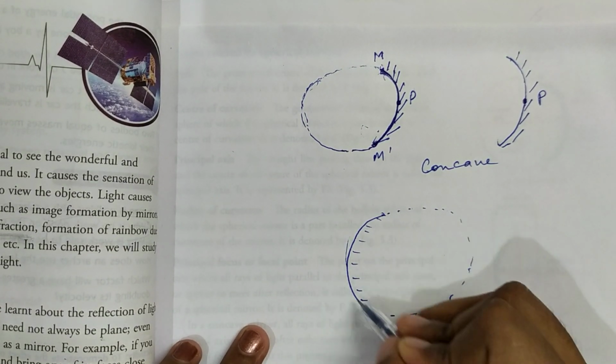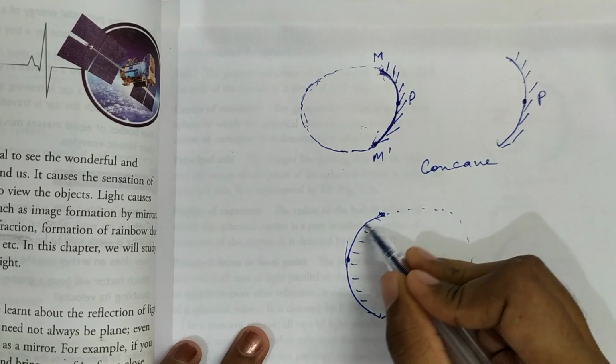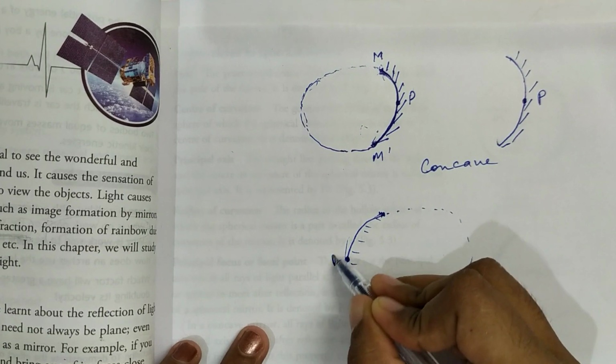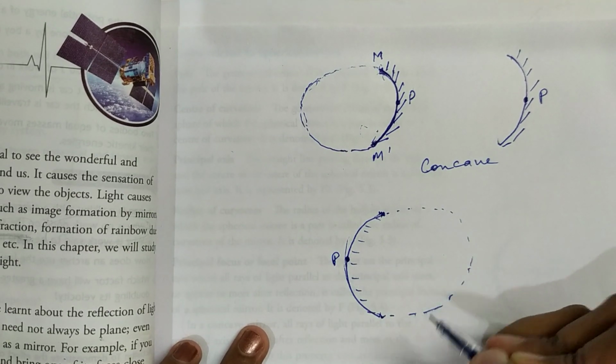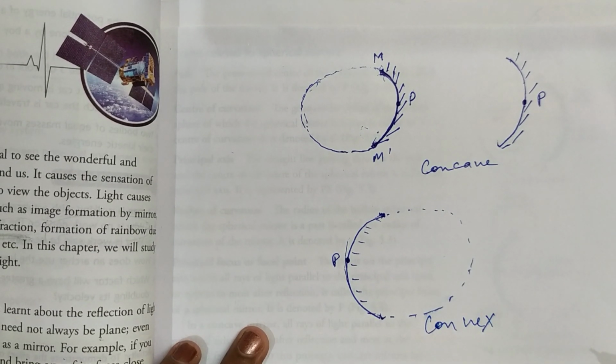Yes. Suppose this part we have taken the geometrical center of this mirror. Mirror we have taken from here till here. So the center is here, P. So this is the pole of the convex mirror. I hope children I am clear to you.